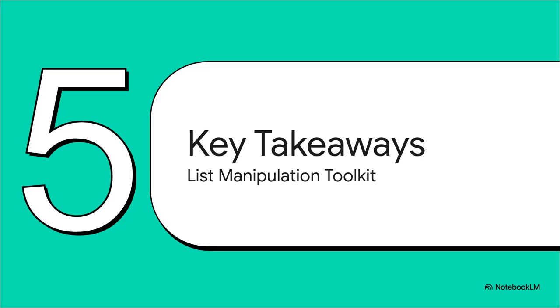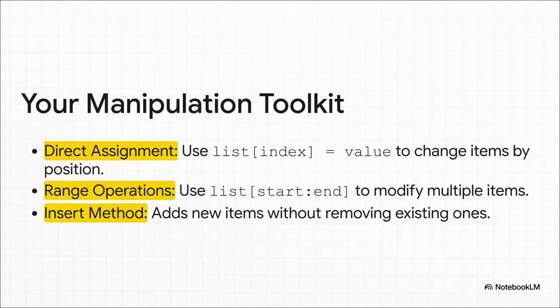Okay, let's zoom out for a second and put all this together. We've just built a really powerful toolkit with 3 totally distinct ways to modify the items in a Python list. So here it is, your new toolkit. If you need a simple, quick swap for just one item, you're going to use direct assignment. If you need to perform major surgery, changing a whole section or even growing or shrinking the list, that's a job for range operations with slicing. And finally, if you need to politely add something new without deleting anything, you'll reach for the insert method. Each one is the perfect tool for a specific job.